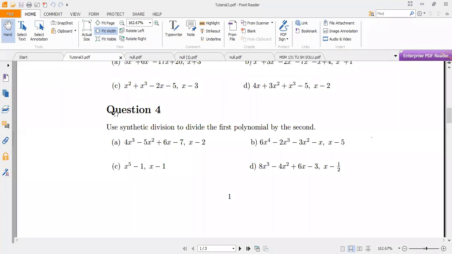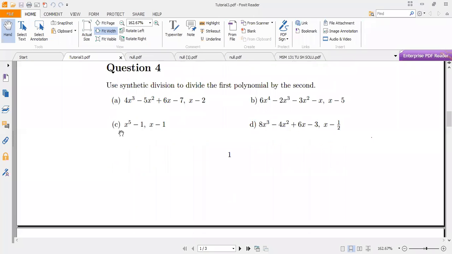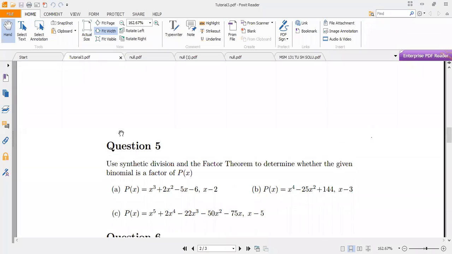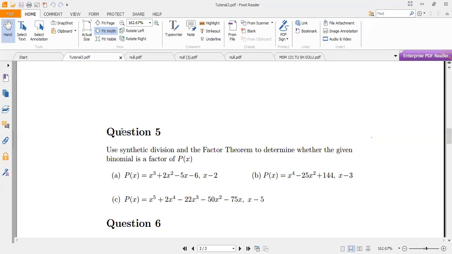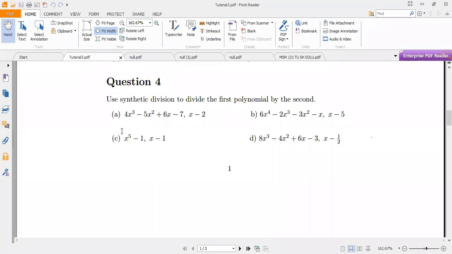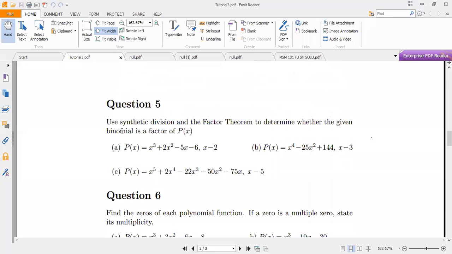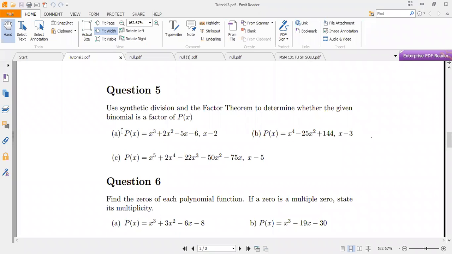All right, let's move to question 6. Let's move to question, oh sorry, question 5. We're on question 4, so move to question 5. Use synthetic division and the factor theorem. Question 4D: whether the given binomial is a factor of Px. So those whose mics are on, kindly mute yourself.